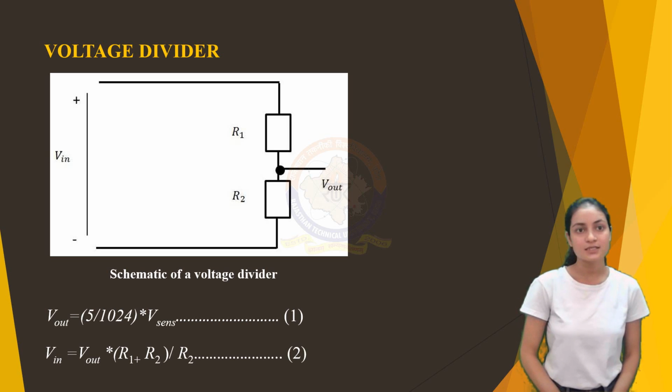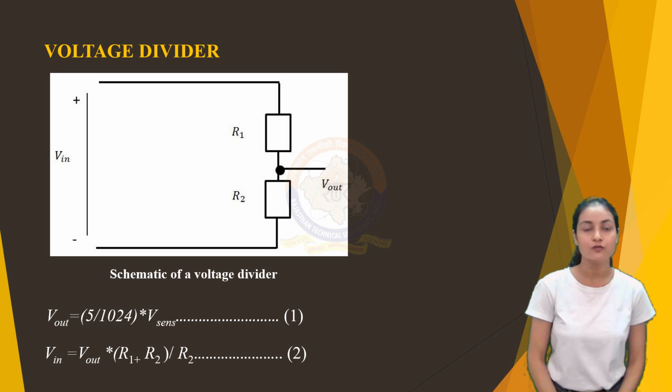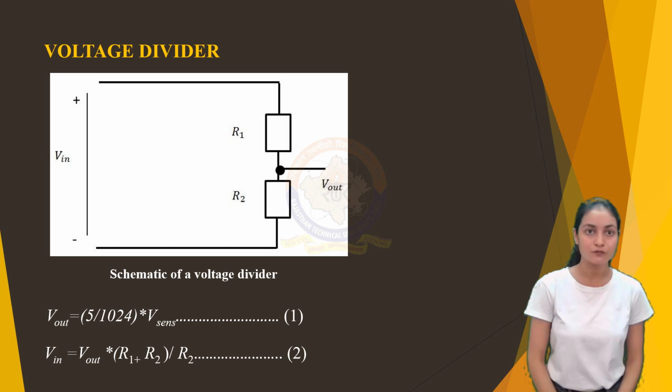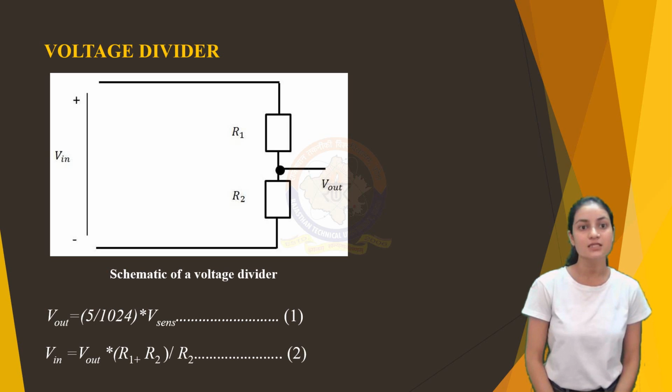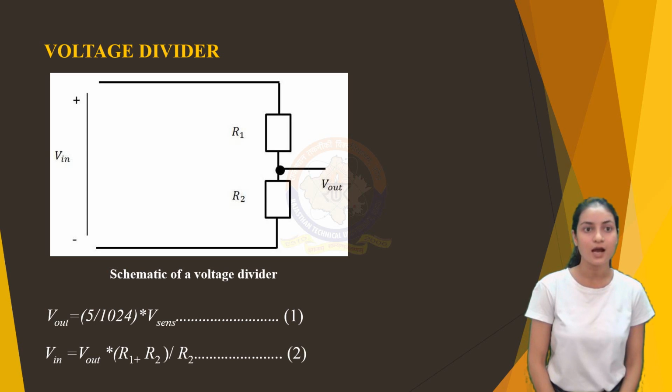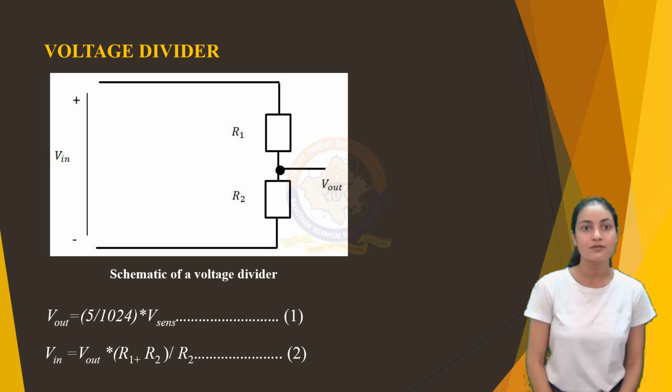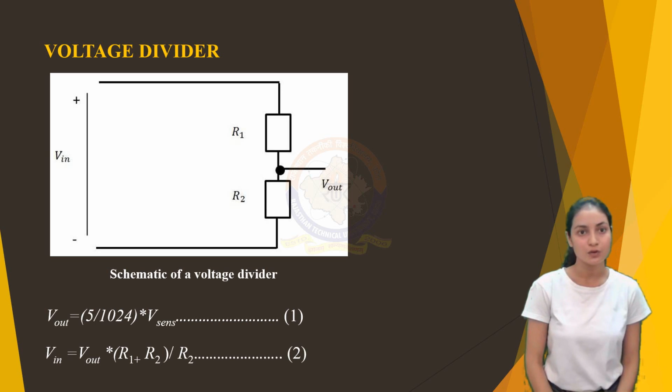When the V output is this step down voltage and V sensor is the measured value from the sensor. The solar panel output voltage is then calculated through the second formula, which is V input equals V output into R1 plus R2 upon R2, which is the general voltage divider formula, where R1 is equal to 2 kilo ohm and R2 is equal to 1 kilo ohm. These are the two resistors used to divide the voltage, and V input is the output solar panel voltage.